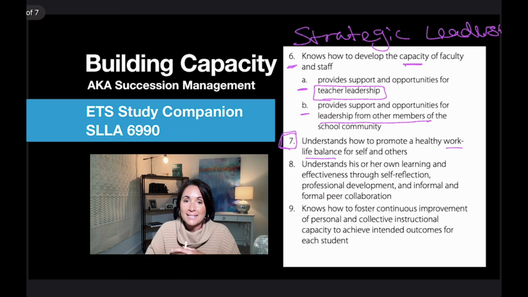And remember, I adapted this question straight from a question I saw on the 6990 Study Companion, and you will see questions just like this on the test. So pay attention to this particular type of question.